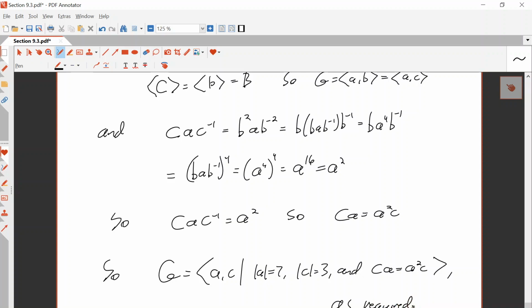So whether K was 2 or 4, whether BAB inverse is A squared or A to the 4th, if BAB inverse is A to the 4th, then you just replace B with C, and you get the same thing again. So that's it. That's all for groups of order 21.